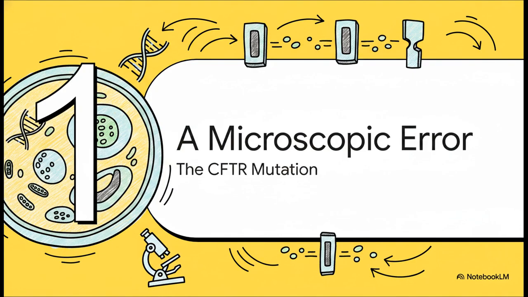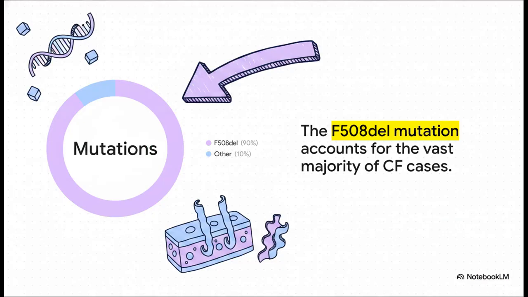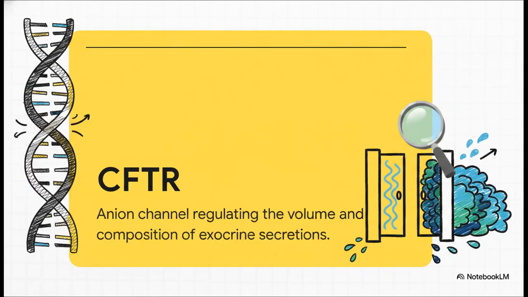Section 1. A microscopic error. Okay, let's dive right into this root cause. Now, while scientists have identified thousands of different mutations across 6 different classes that can cause cystic fibrosis, an overwhelming 90% of patients share the exact same mutation. It's known as the deletion of phenylalanine 508, or just F508del for short. Nearly all the cascading effects we're about to explore stem from this one missing building block in the genetic code. So, what does that missing building block actually do?